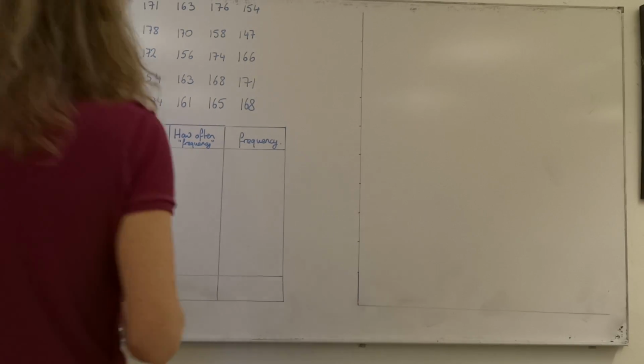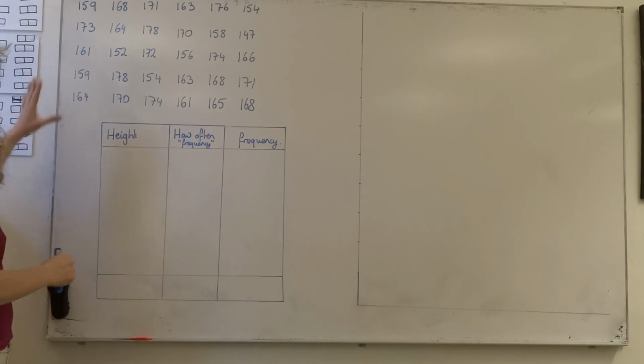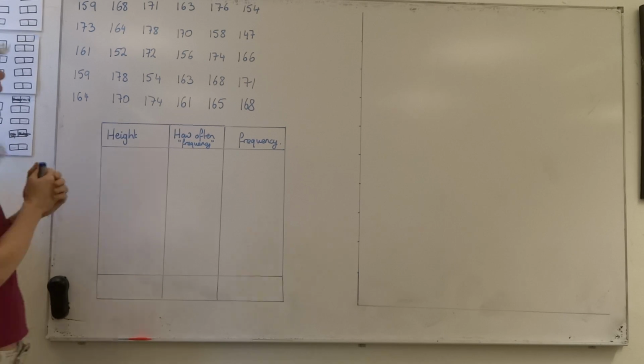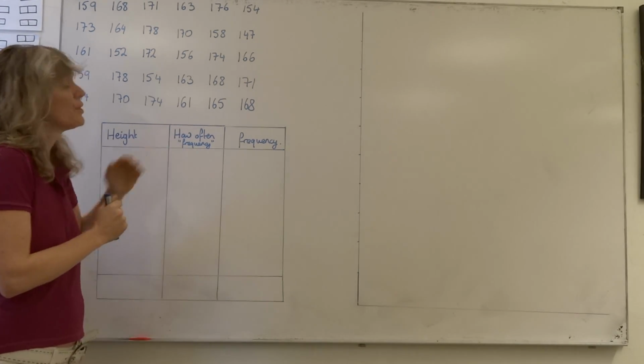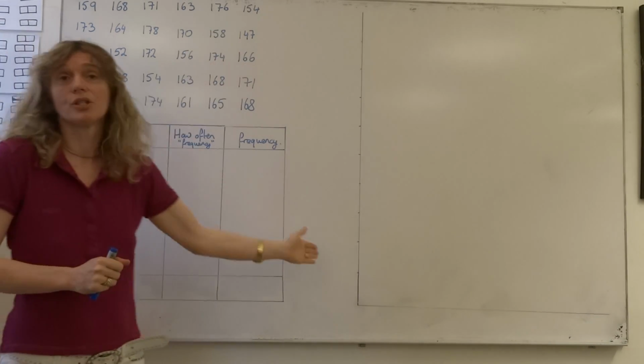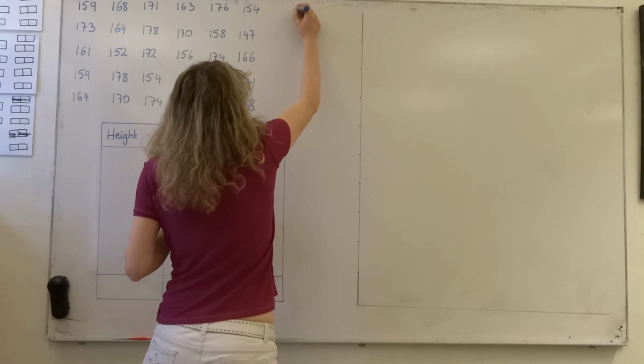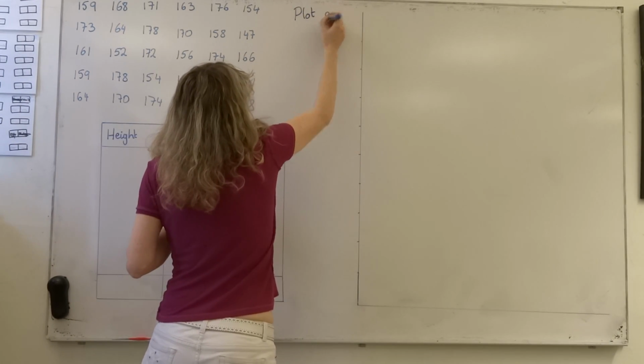Right, this is a question about how to make a histogram. And they've told you, you've got lots of different heights here. These were the heights of children from a class. And they want you to put them into a frequency table and then plot a graph, a histogram, using that data. So we're going to plot a histogram.